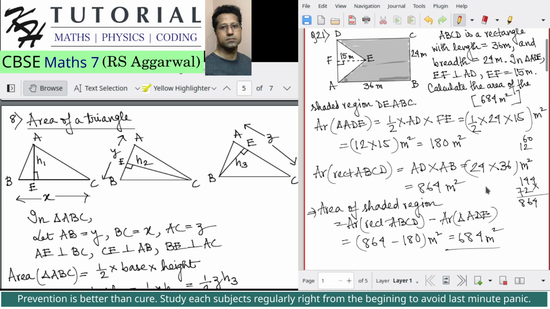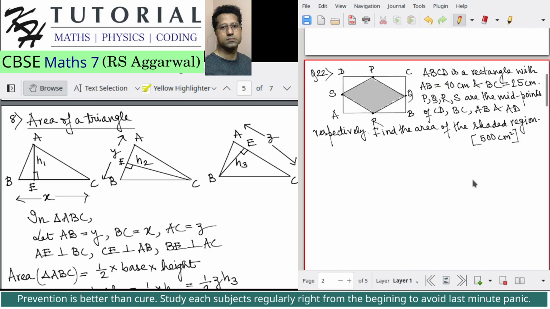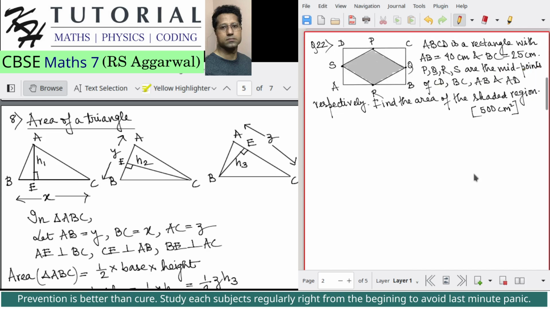Okay, let's do the next problem. Question number 22. There is a figure. It says ABCD is a rectangle with AB, that is the length, is equal to 40 centimeter, and BC, that is the breadth, is equal to 25 centimeter. P, Q, R, S are the midpoints of the sides CD, BC, AB and AD respectively. Find the area of the shaded region.